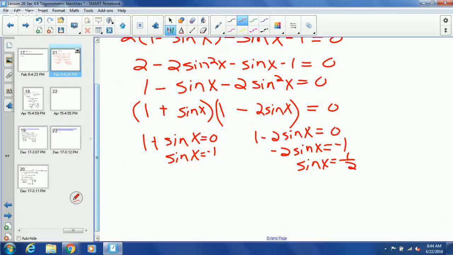Now my question to you, Chloe, I didn't get that, then we got a problem. Okay, hold on. Let's see what we got. First of all, when is sine of x equal to negative 1? All right, it's 3 pi over 2, right? And when is sine equal to 1/2? Pi over 6 and 5 pi over 6. All right.